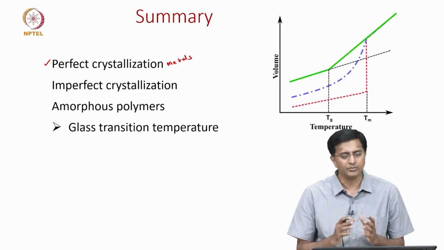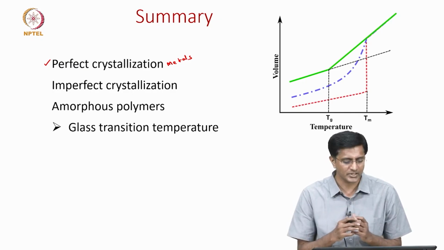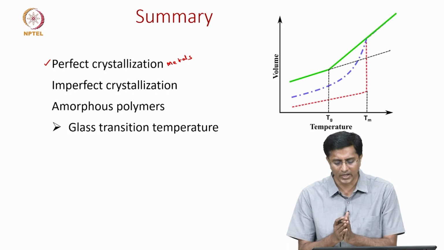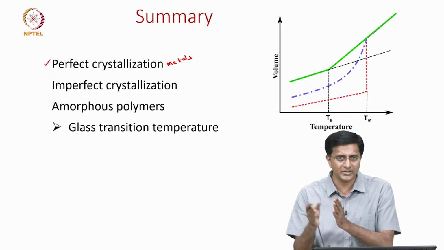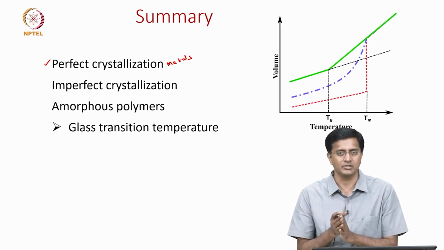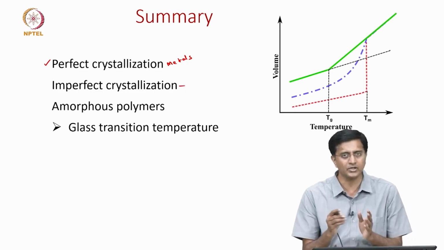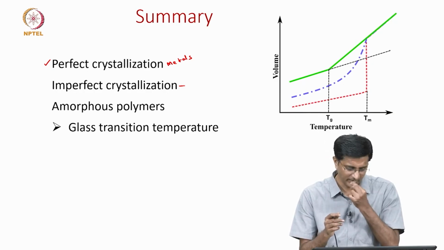But we said polymers, if they crystallize, get an imperfect crystallization, and for that we do have a well defined melting point temperature, but the sudden decrease in the volume happens over a range of temperature. The reason for this range of temperature, we said, is the range of lengths we have in the polymers, or the range of degree of polymerization in a particular polymer.